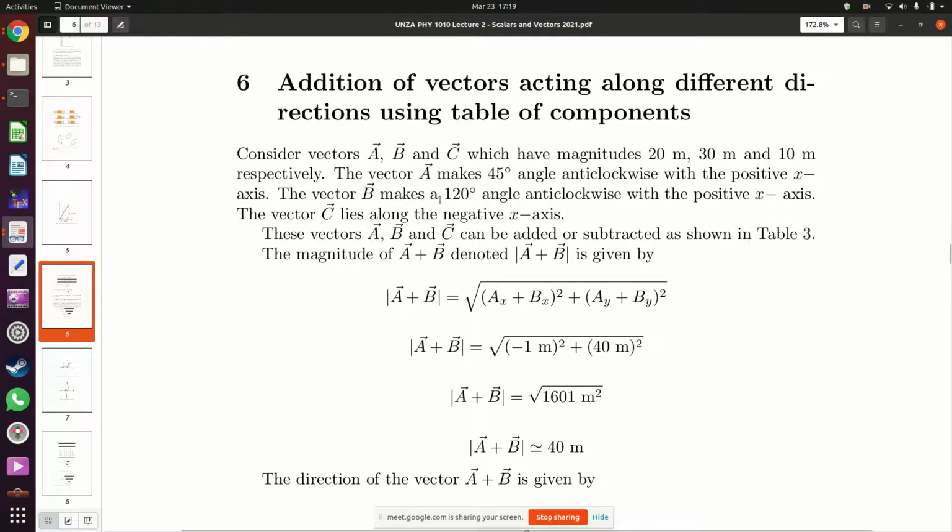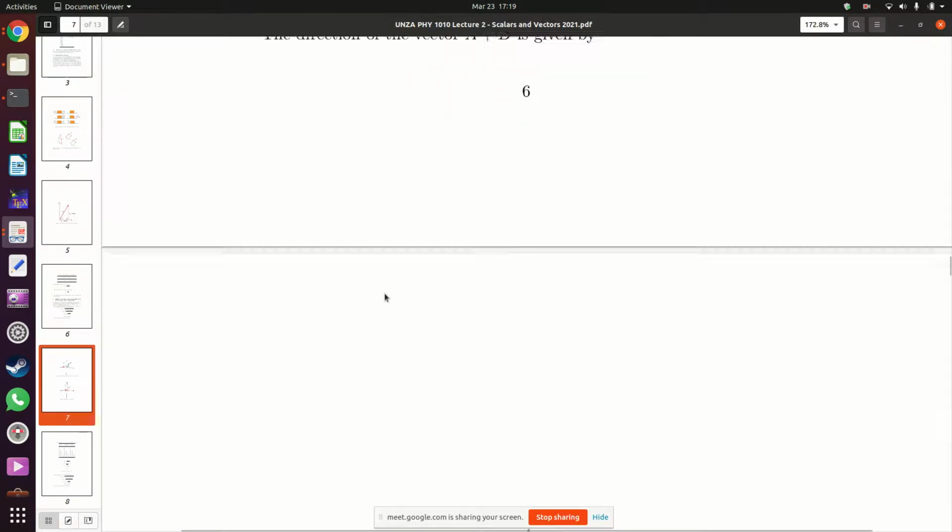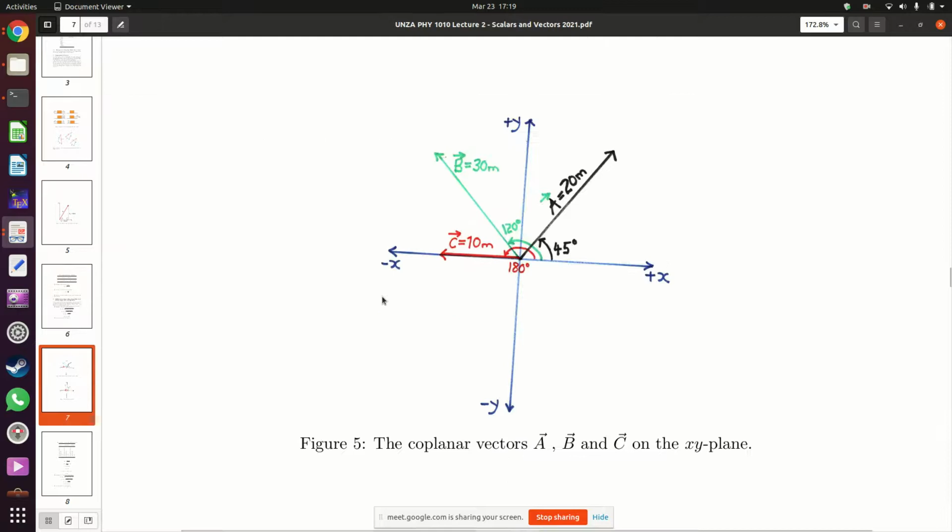The vector B makes a 120 degrees angle anti-clockwise with the positive x-axis. So the angle between vector B and the positive x-axis is 120. Vector C lies along the negative x-axis. So vector C lies along the negative x-axis, which is an angle of, as we are going to see, 180 degrees.